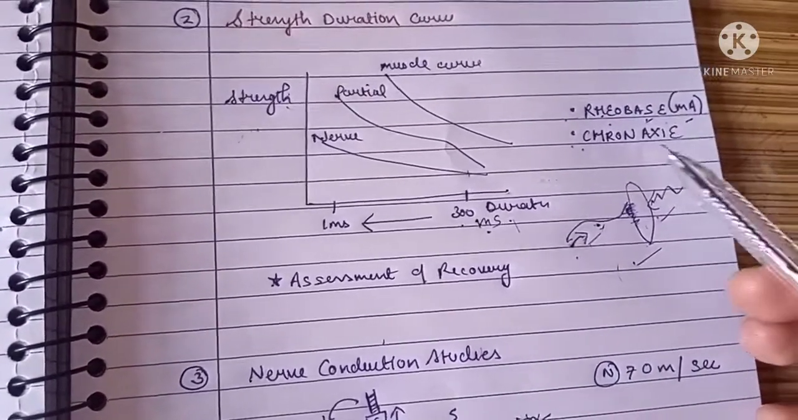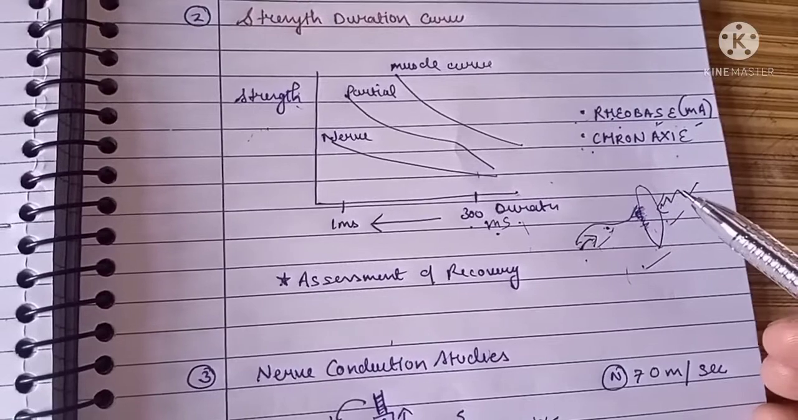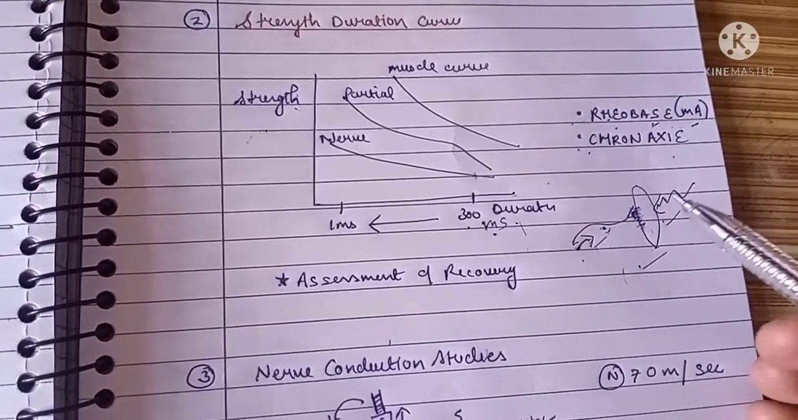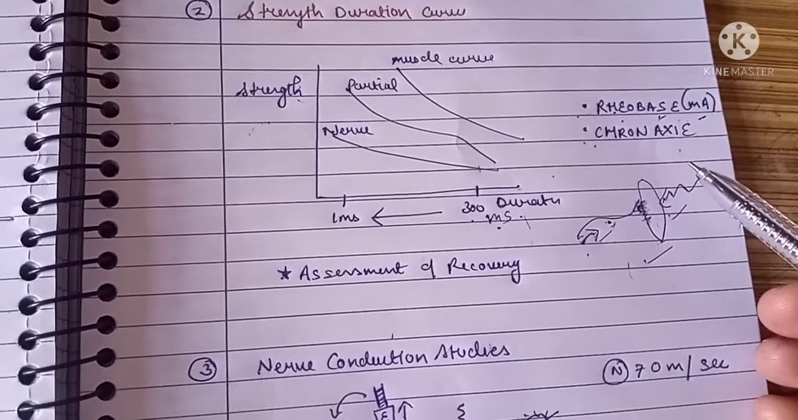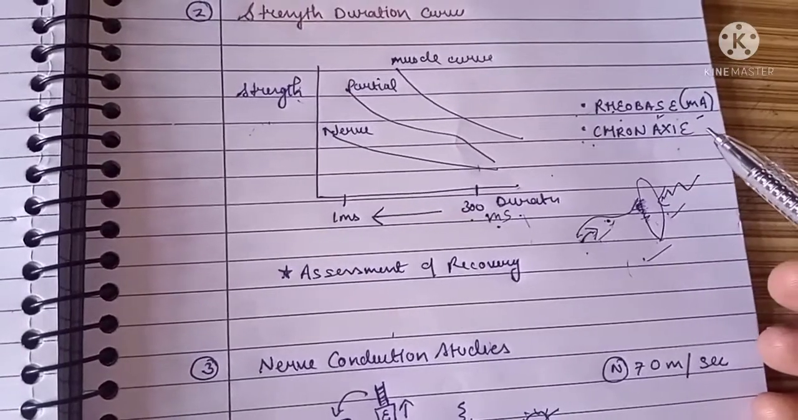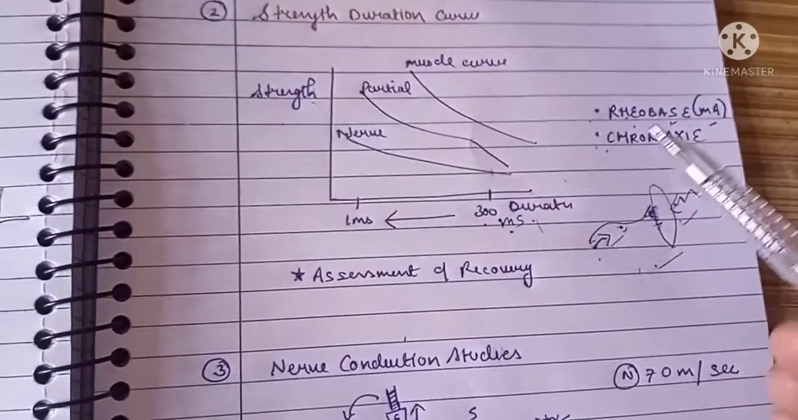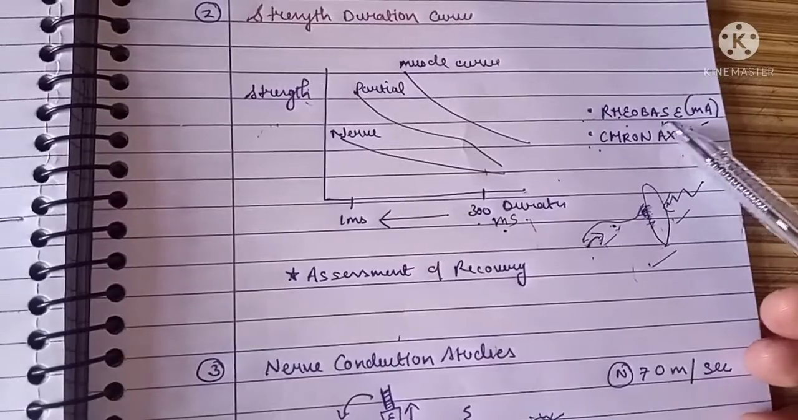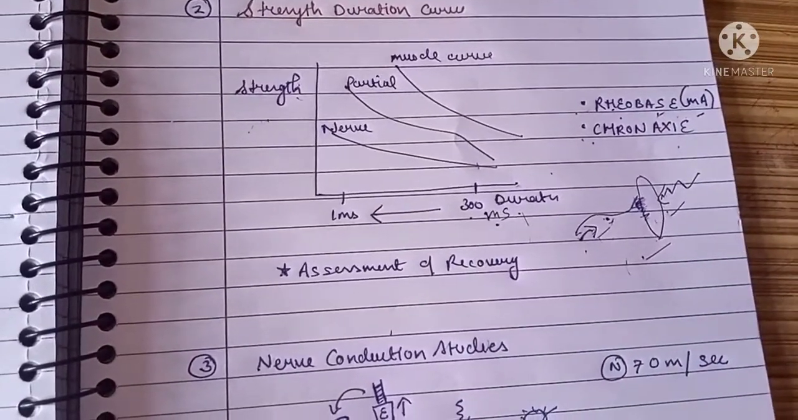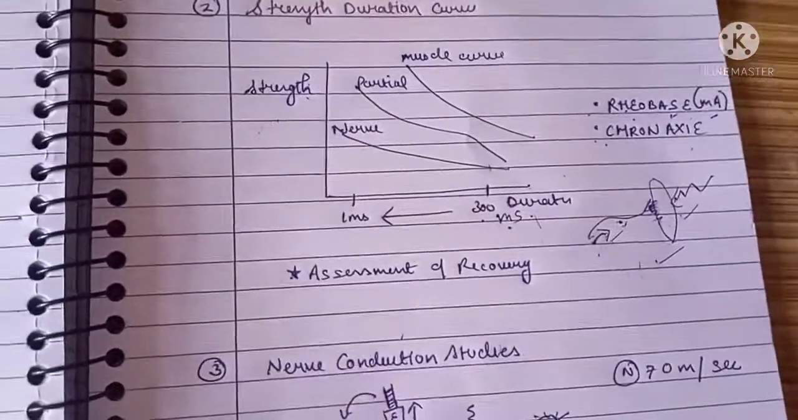Okay. Chronaxy is the duration that is required for the muscle to be contracted, when the strength of the current given is 2 times the Rho base. Okay, mind you, 2 times the Rho base. So these were two terms.